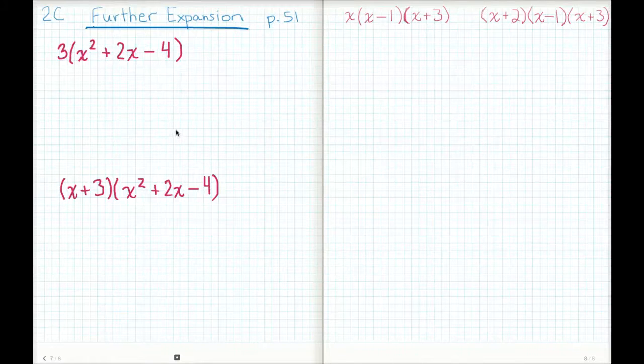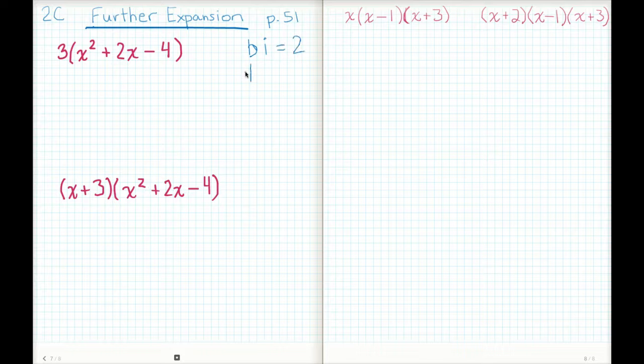This is the explanation for the section 2C on further expansion. In this section, we're going to expand more than just a binomial times a binomial. Remember that a binomial is an expression with two terms, 1, 2, because bi equals 2.